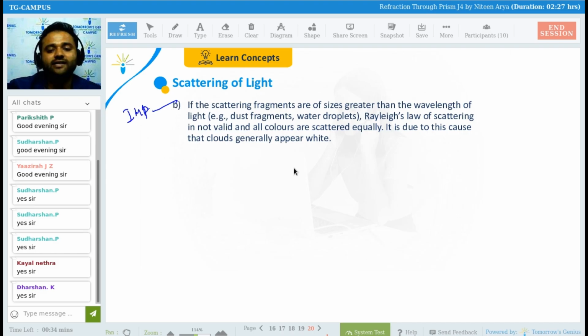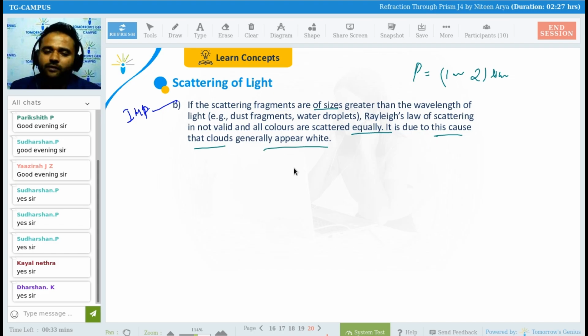The second important point is if the scattering fragments are of size greater than the wavelength, which means the particle size is greater than 0.8, or you can say between 1 to 2 micrometer. Then Rayleigh law of scattering is not valid and all colors are scattered equally. It is due to this that clouds generally appear white.